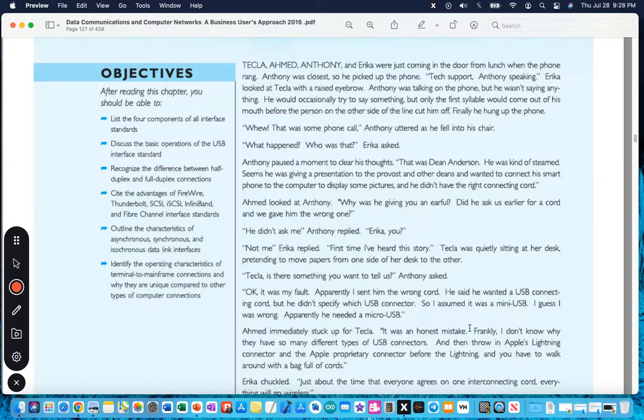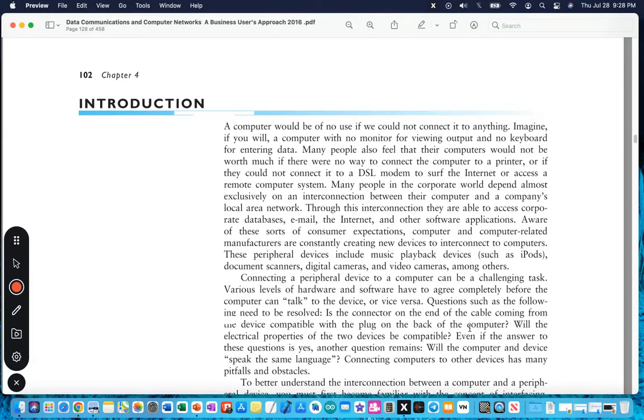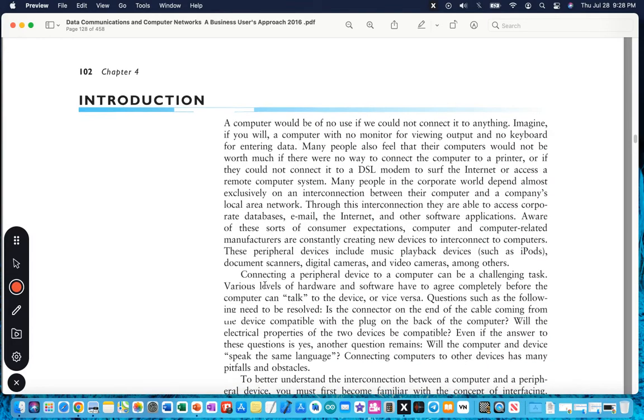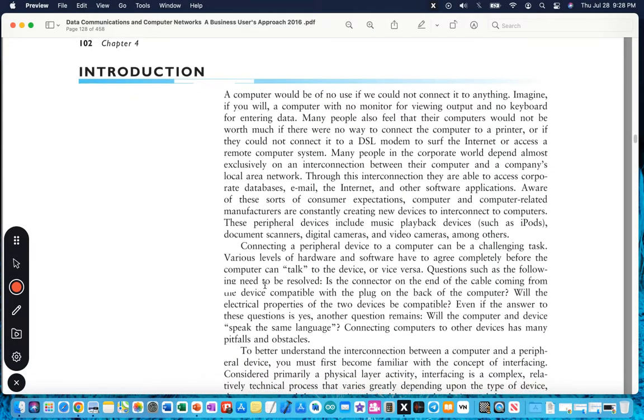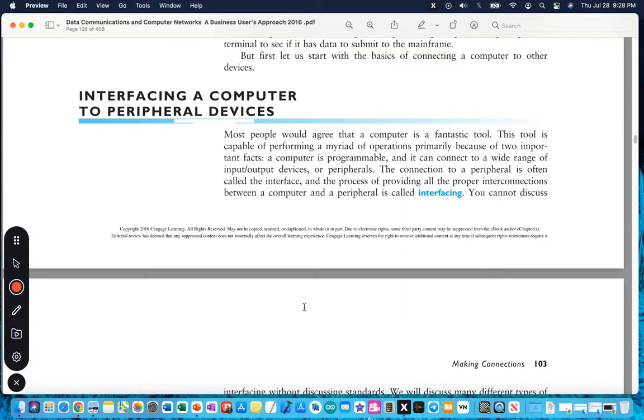All right, I'll go further. Introduction. This is just an introduction, let's skip it. Interfacing a computer to a peripheral device.